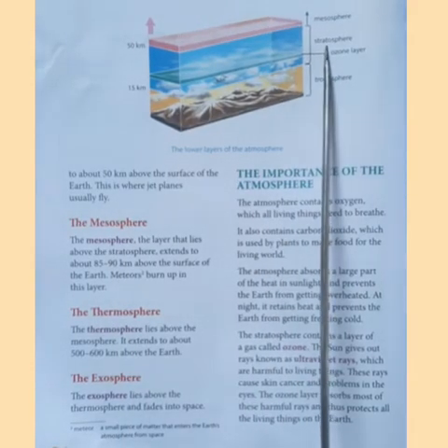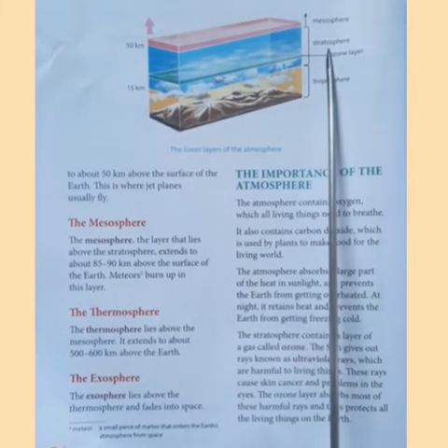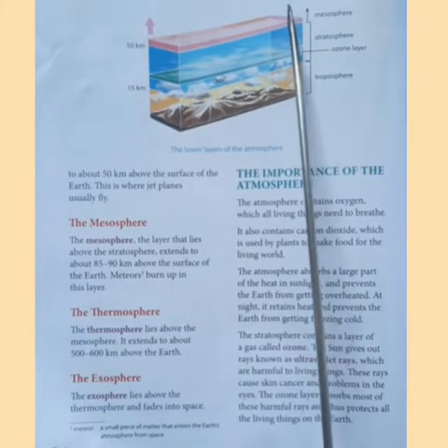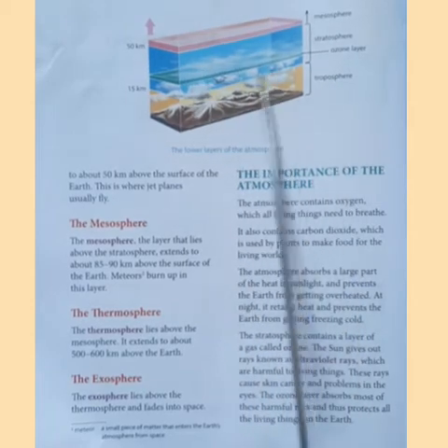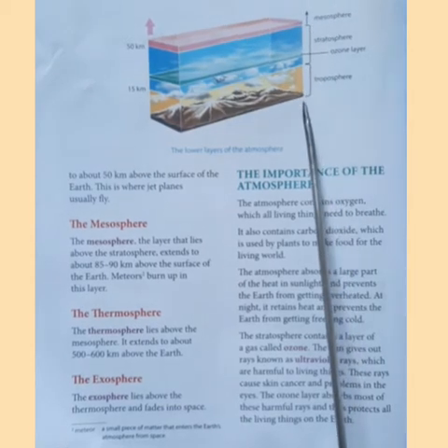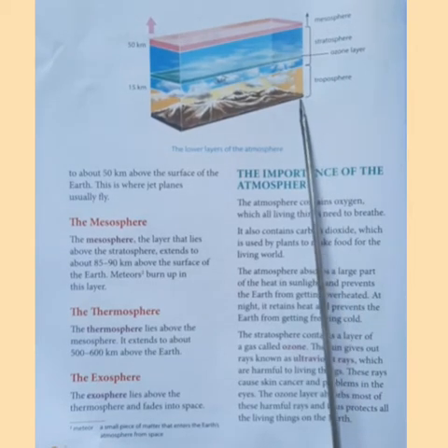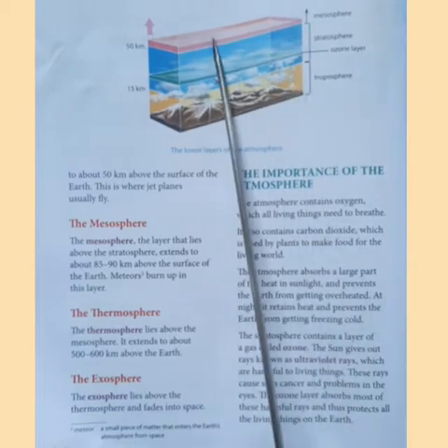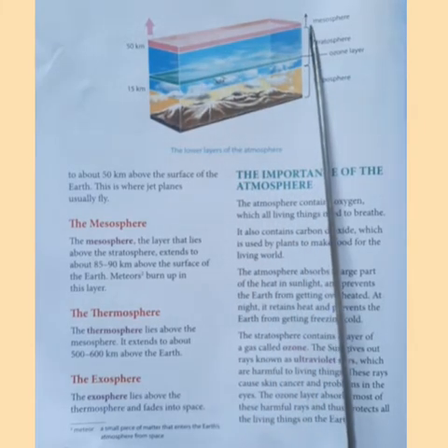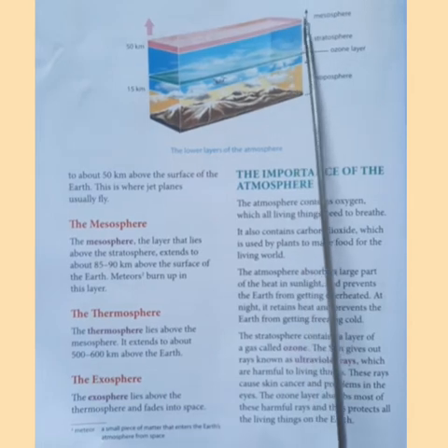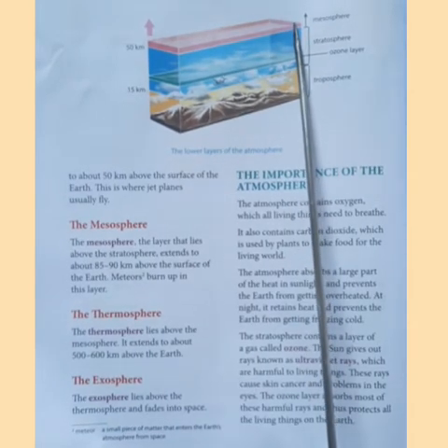Next is the stratosphere. The layer above the troposphere is the stratosphere, which extends 50 kilometers above the surface of the earth. And this is the layer where the jet planes usually fly. Next we have the mesosphere, which extends about 85 to 90 kilometers above the surface of the earth. And in this mesosphere, we can see meteors burning up. So meteors are the objects or pieces of matter that enter the Earth's atmosphere from space. So meteors can be seen in this mesosphere.